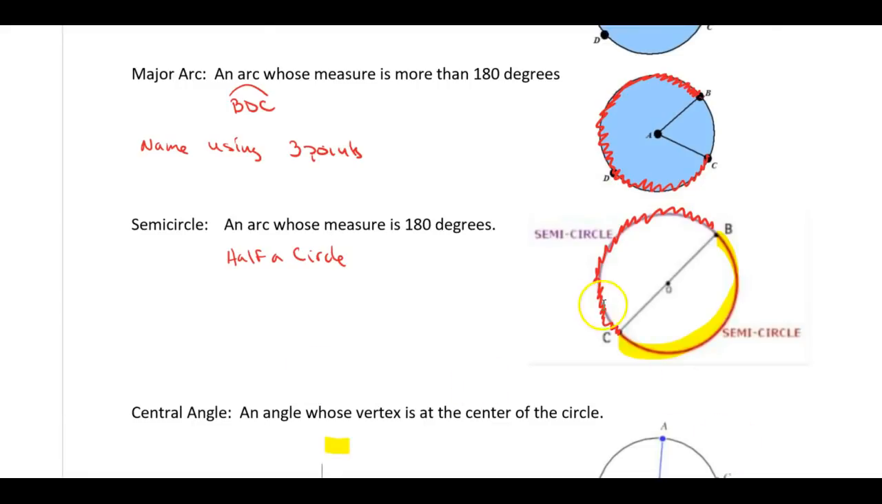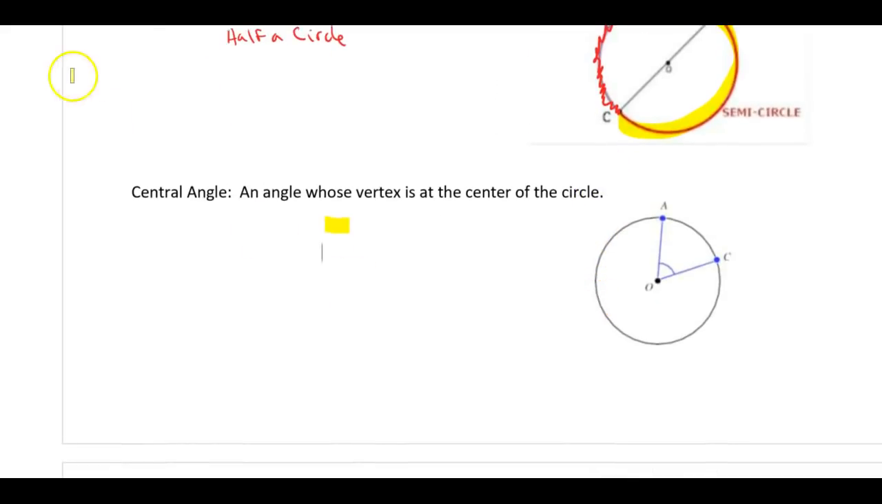So what do we know about all of these? Well, now we talk about this idea of a central angle. A central angle is an angle whose vertex is at the center of a circle. So when I look here, this is a central angle. Now, one thing you have to know is the measure of the central angle is equal to the measure of the arc.